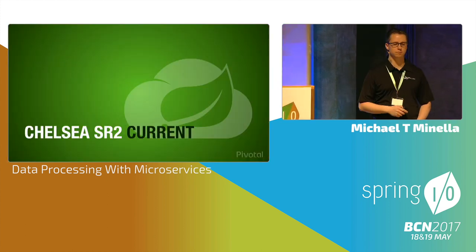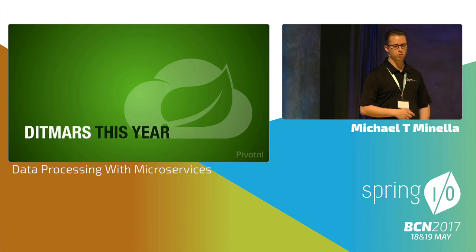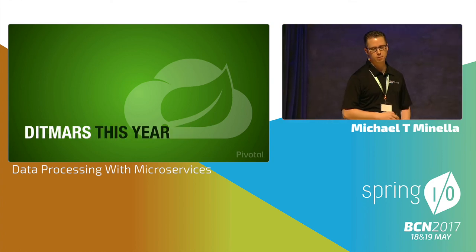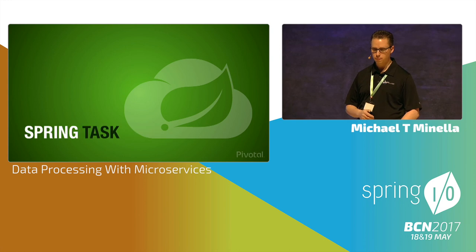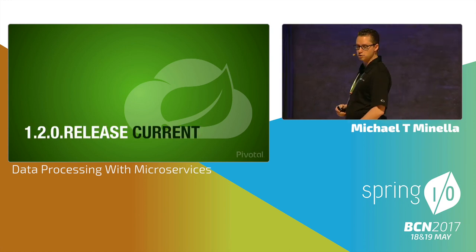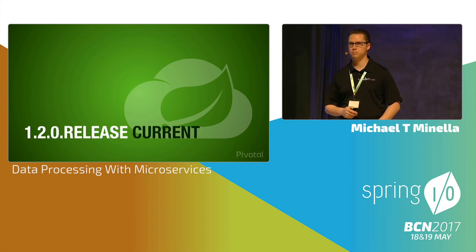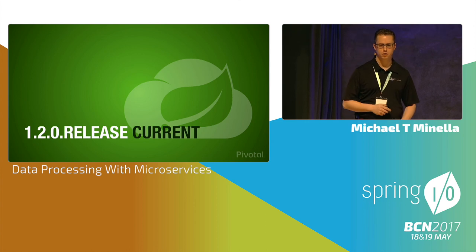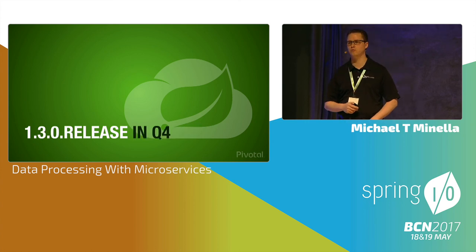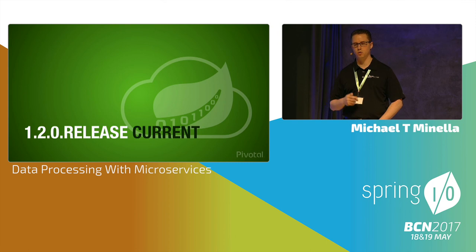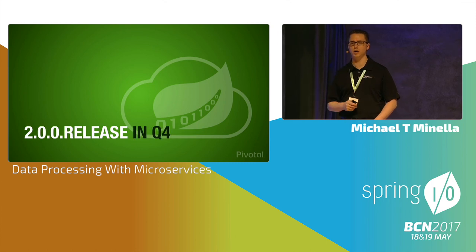The current state of things: Spring Cloud Stream Chelsea SR2 is the current one, with Ditmars coming out later this year. Spring Cloud Task 1.2 came out about two weeks ago, 2.5 weeks ago, with 1.3 probably in Q4. And Spring Cloud Data Flow 1.2 is the current one, with 2.0 coming out in Q4.